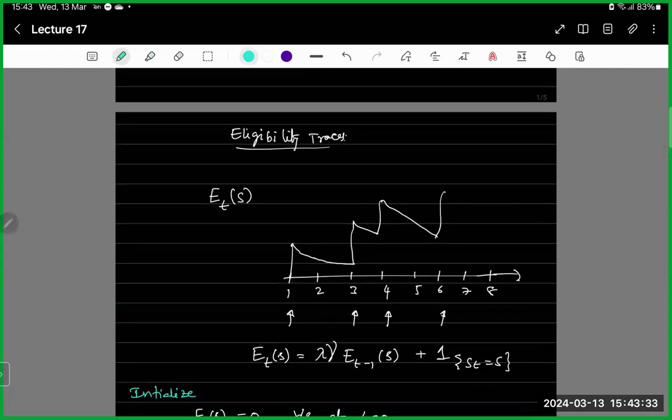There was a small mistake in my last class notes. Here, gamma also should be there. I think I wrote only lambda in the previous class. It should be lambda into gamma in the eligibility traces update formula. So whenever that state occurs, we'll increment.